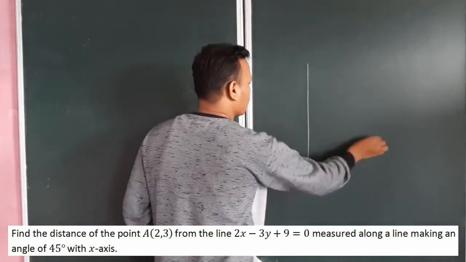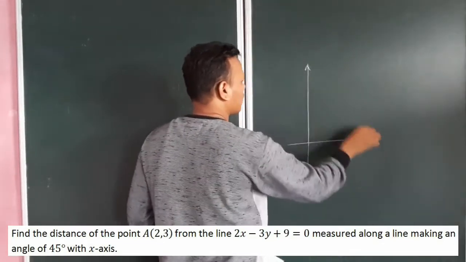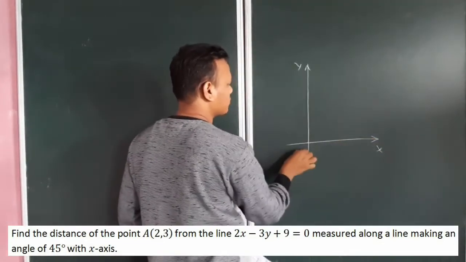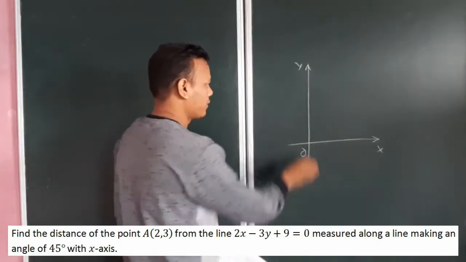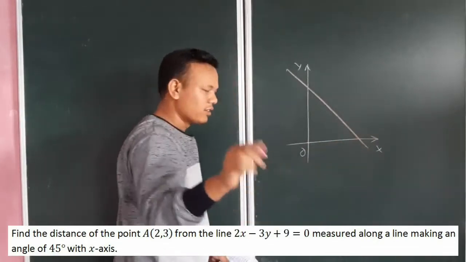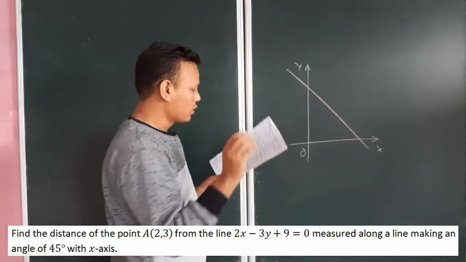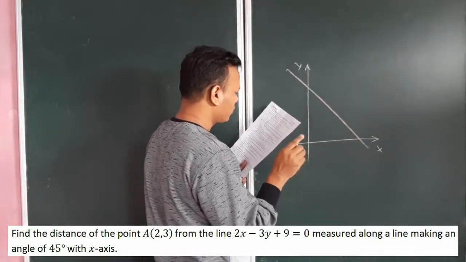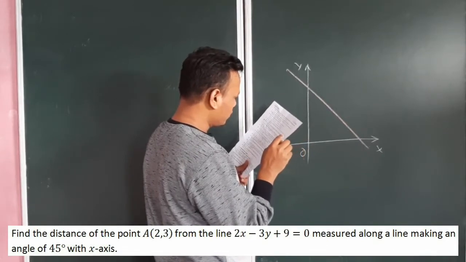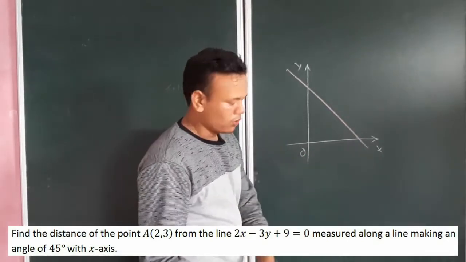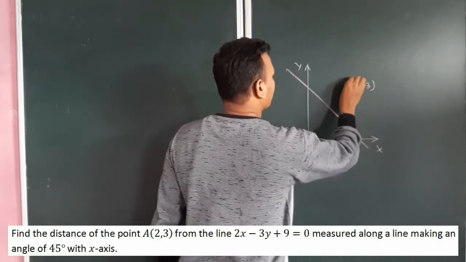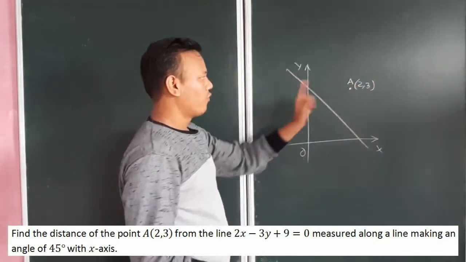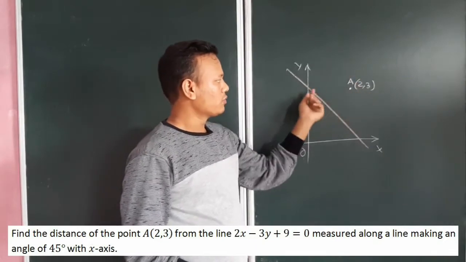So this is my x-axis, this is my y-axis, this is my origin, okay, and there's a line present over there. So there's a line and there's one more point, and that point is (2, 3), right? So what is that point? It is, yeah, this is (2, 3). So point is (2, 3). Okay, so you have to find the distance of this point from this line.